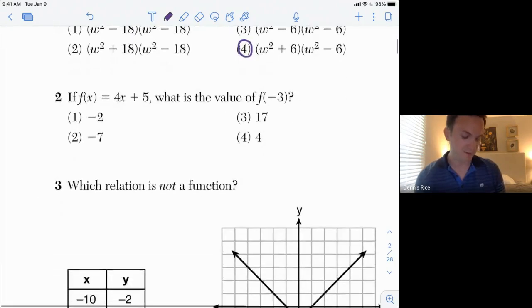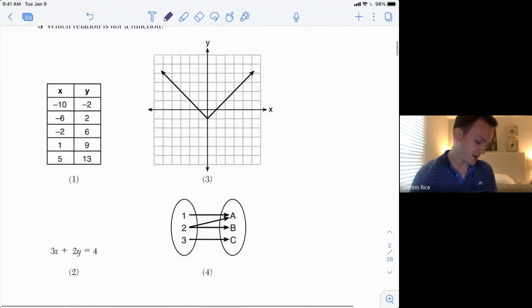All right, for number 2, f of -3. I mean, this is function notation 101. Plug in a -3. What do we get for number 2? Plug in a -3. We get 4 times -3 is -12 plus 5 is -7. Choice 2, good.